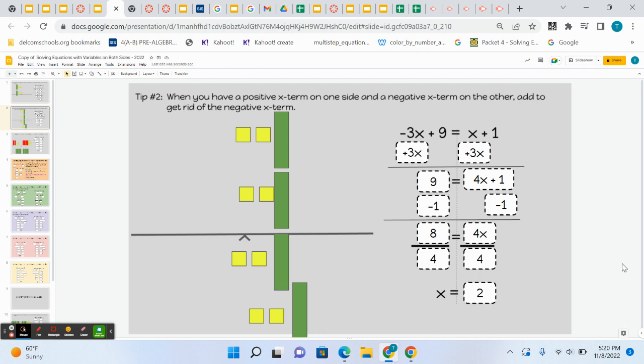Okay, just trying to tie in the tiles with what I'm trying to tell you without tiles. Okay, inverse operations. But tip number 2: if you have a positive x term and a negative x term, my advice, you don't have to, but my advice is to get rid of the negative one. Get rid of the negative x term by adding it to both sides. Okay, guys, let me know if you have questions.